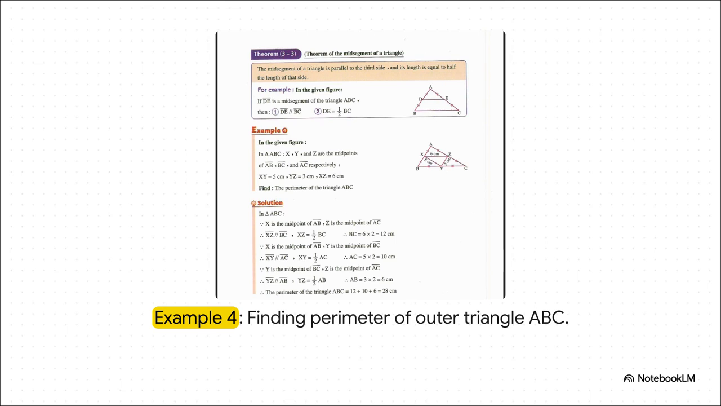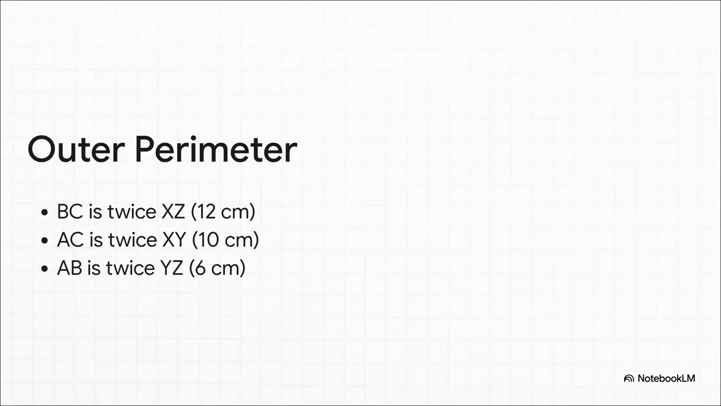Now, we only have these tiny inner measurements, but thanks to the theorems we just unpacked, that is literally all we need. Using our Theorem 3.3 tool, we know every outer side is simply twice the length of its parallel inner mid-segment. So we can rapidly decode the whole shape. Mid-segment XZ is 6, so its parallel outer wall, the base BC, must be twice that, which is 12 centimeters. Mid-segment XY is 5, making the outer right wall AC 10 centimeters. And finally, mid-segment YZ is 3, which makes the outer left wall AB 6 centimeters. Just like that, we've expanded the inner truths to find the outer boundaries.